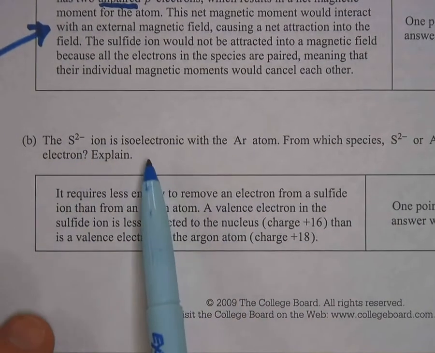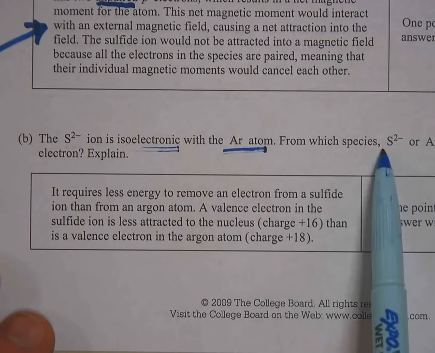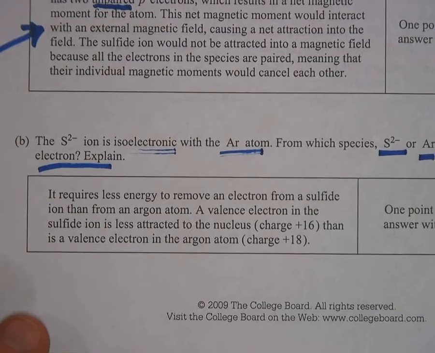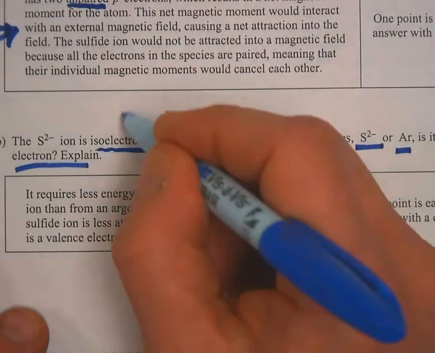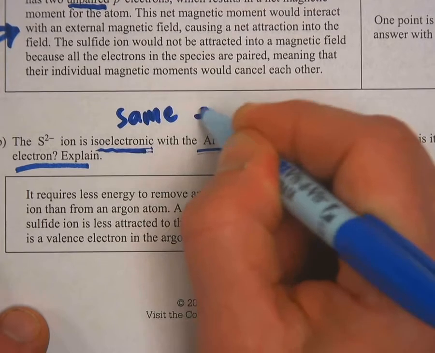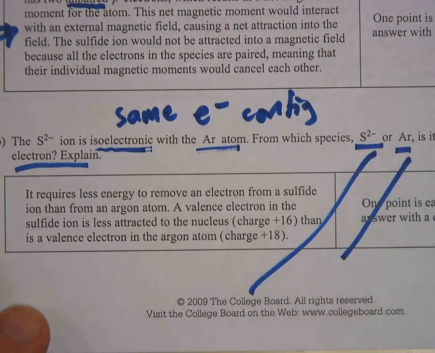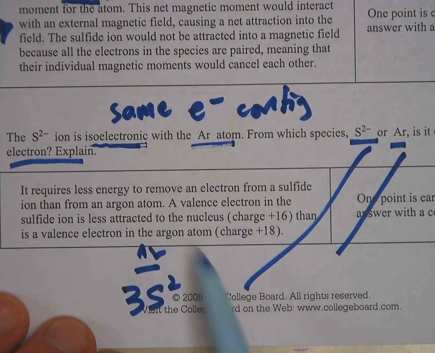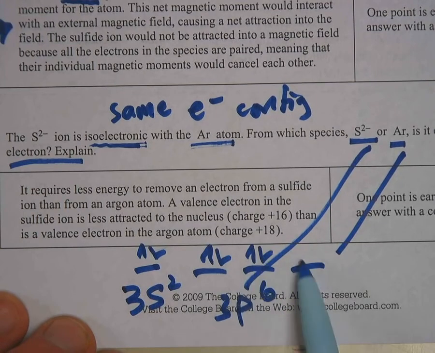The S2 minus ion is isoelectronic with the argon atom. From which species, S2 minus or argon, is it easier to remove an electron? Explain. What does isoelectronic mean? Isoelectronic means the same electron configuration. And if you write the electron configuration for S2 minus or argon, just the outer part, remember that the 3s2 would have 2 electrons and the 3p6 would have 6 electrons in it.